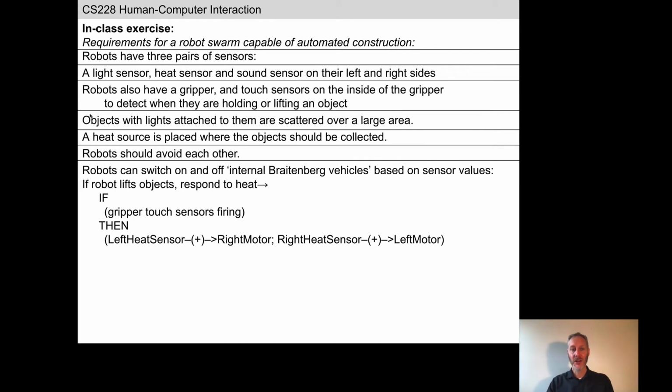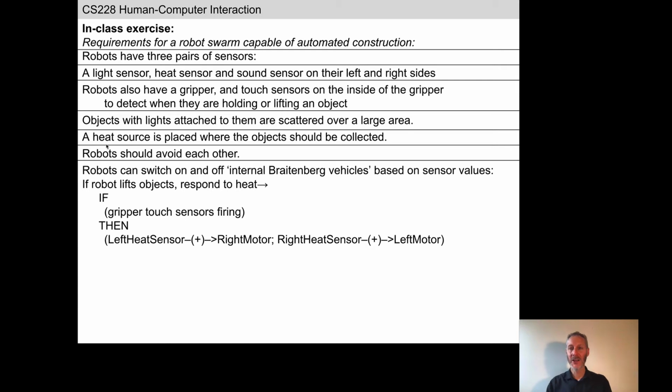Assume at this construction site that we're going to distribute a bunch of objects. So these are objects that are dropped at random in the construction site, but we're going to assume that there are lights attached to them. So we are instrumenting our environment a little bit to scaffold automated construction. We're making it easier for the robot swarm to work with the objects in this environment.